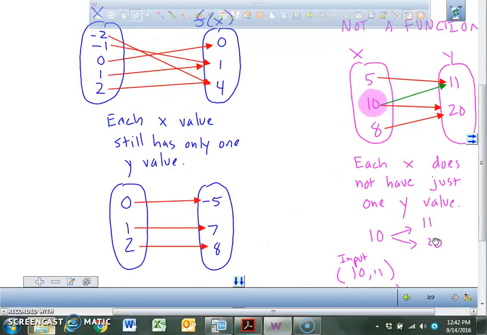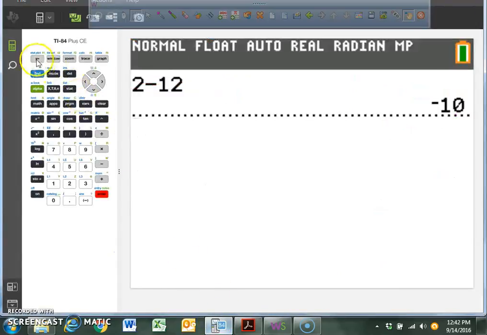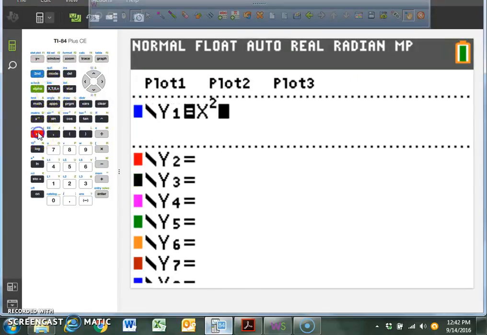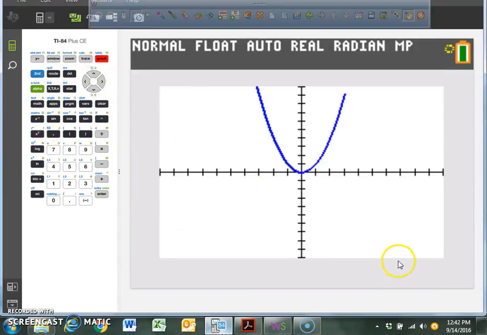The next thing I want you to do, turn your graphing calculator on, we're going to graph this equation. When I say this equation, I'm referring to y equals, and I want you to type in x squared, and I want you to graph it. Okay? So go ahead and graph it. We're going to talk about how to test if there are functions in graphs. That's what we're going to do in the next video.